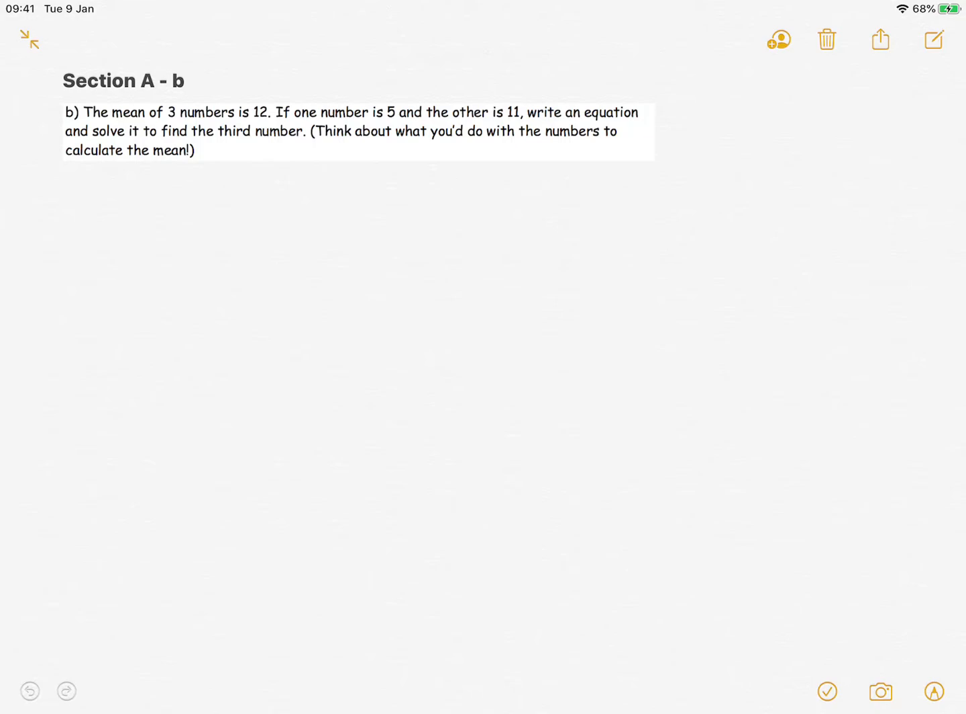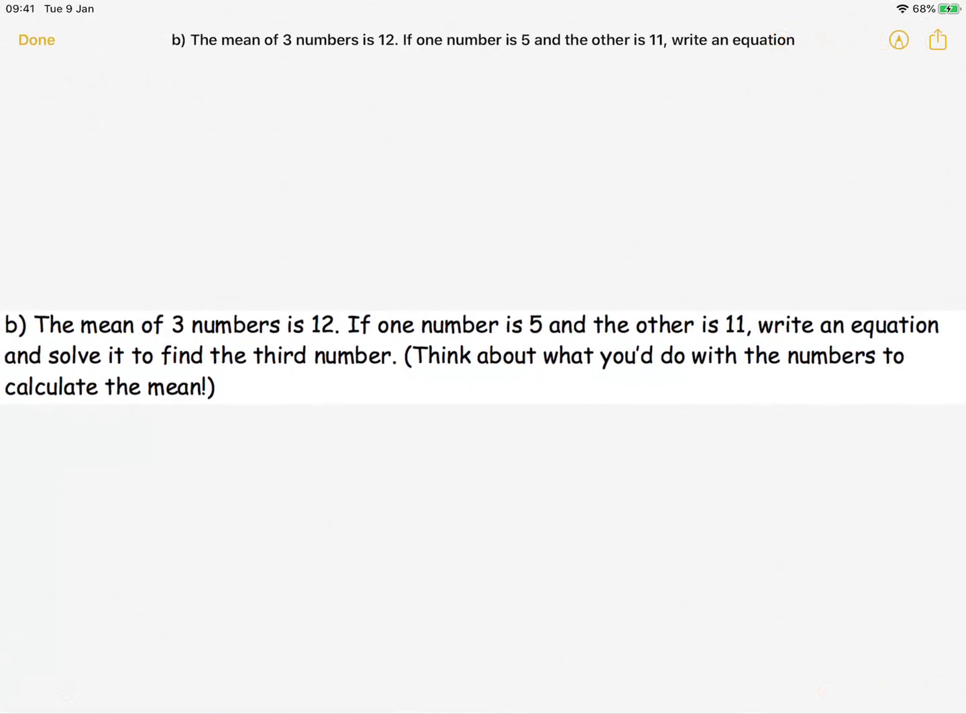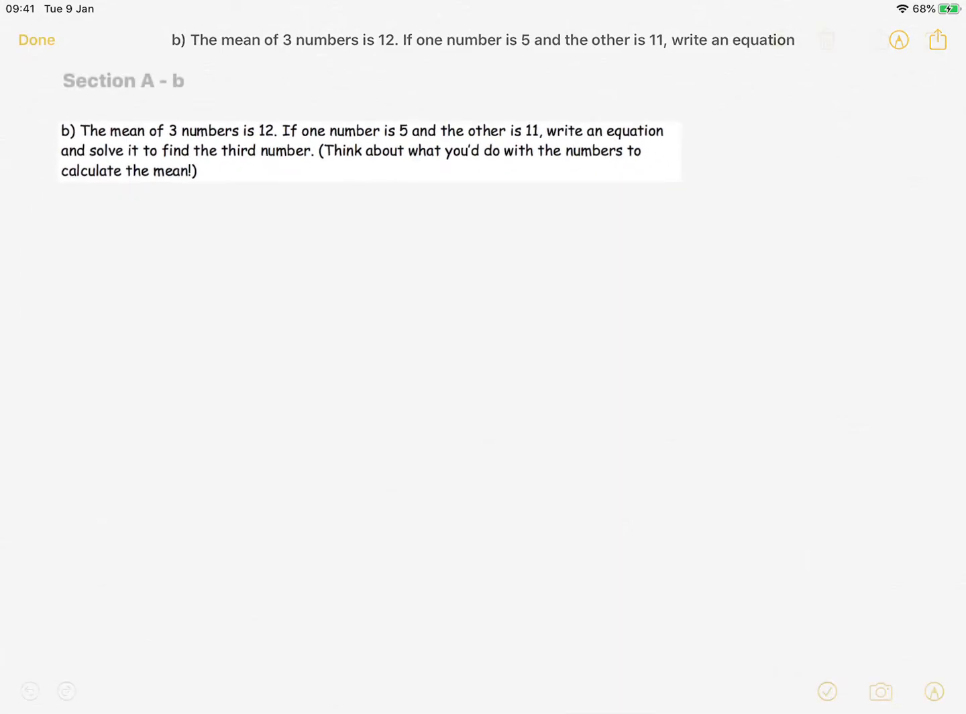Hi, I'm just going to run through three questions that I had some queries about from the work yesterday. So this is section A, question B.